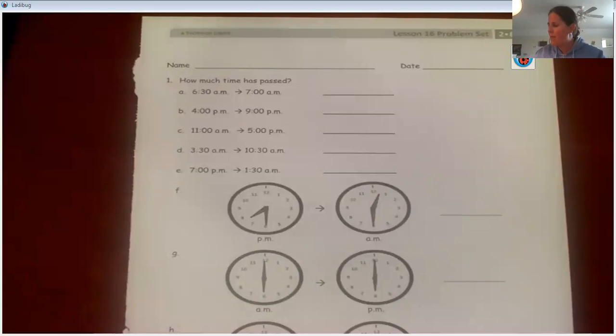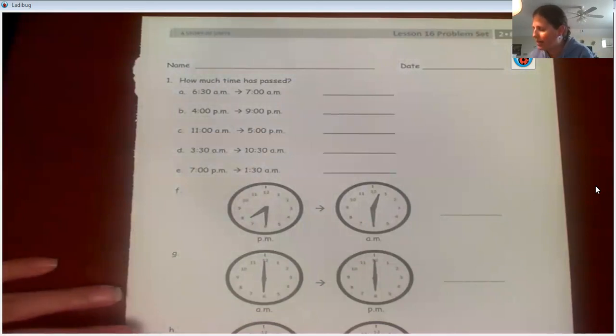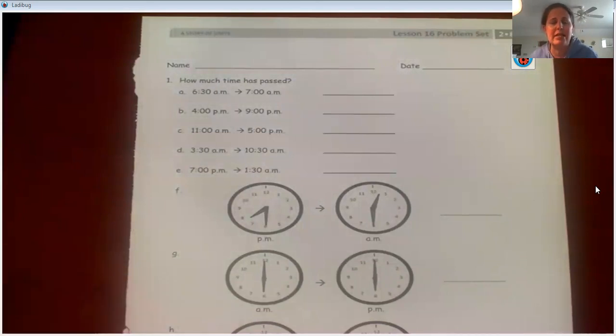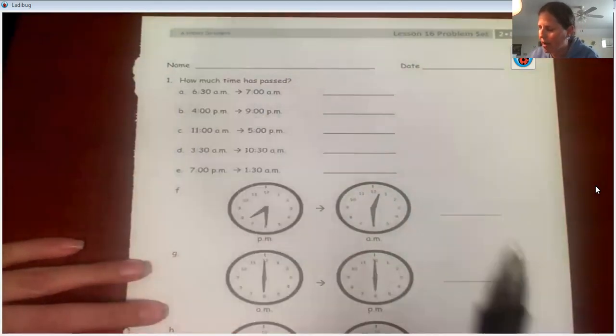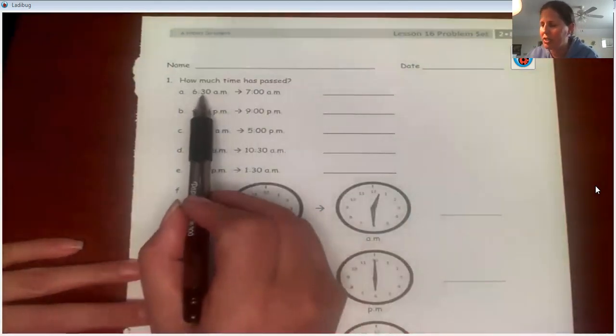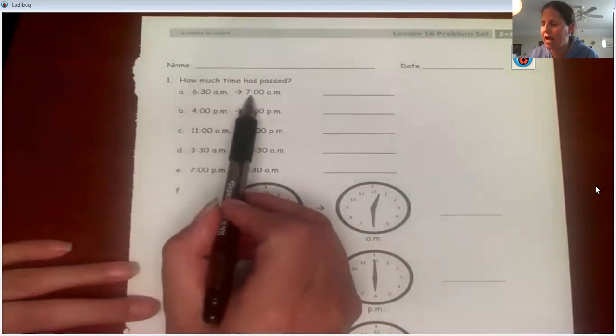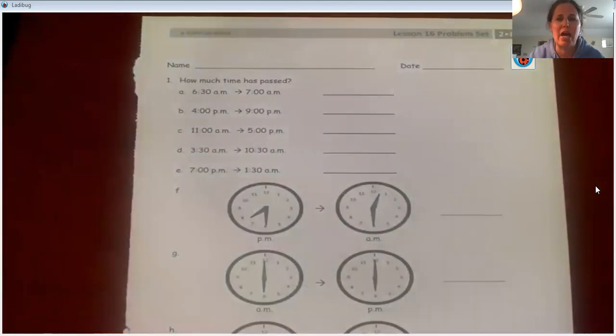So let me go ahead and share my screen and pull up my ladybug so you can see. So for me, I'm on page 79 in my Eureka Math book, and we're working on elapsed time. So that is how much time has passed. So for number one, they're giving us a starting time and an ending time, and they want to know how much time has passed between those two.